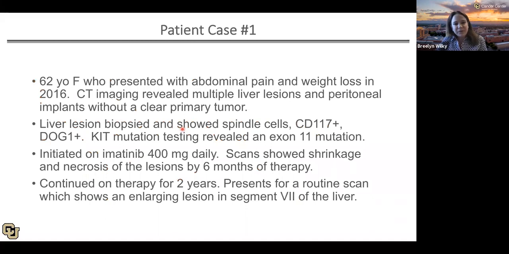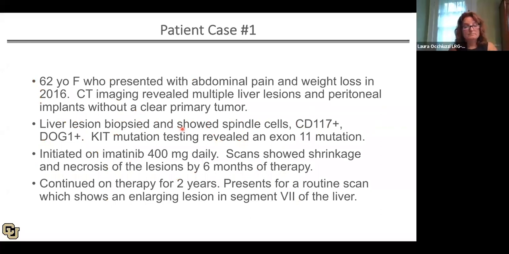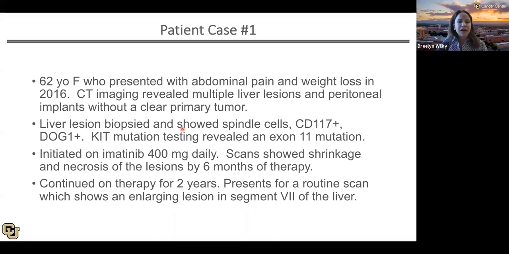So I always like to start with a case because I think it puts things into perspective. We'll actually talk about two cases that illustrate the differences between different types of progression in clinical scenarios. The first one is a 62-year-old lady who initially presented with abdominal pain and weight loss. Her scans showed multiple liver lesions as well as peritoneal implants, or disease within the abdominal cavity, without a clear primary tumor. We'll take a look at these scans in a second.